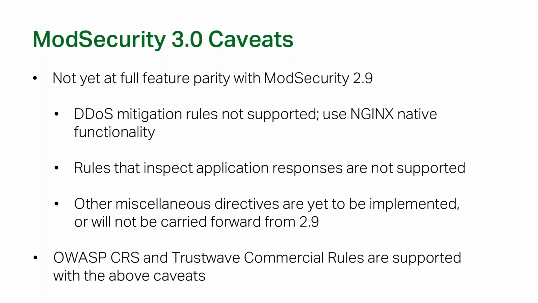Currently, rules that inspect responses are not supported within ModSecurity 3. Again, with NGINX, you can use modules like the text substitution module to find response data that, for example, looks like a credit card number, and replace that. So that can be done without needing ModSecurity. And there's a small number of other miscellaneous directives that were specific to 2.9 and the Apache integration that the Trustwave team are not planning to carry forwards.